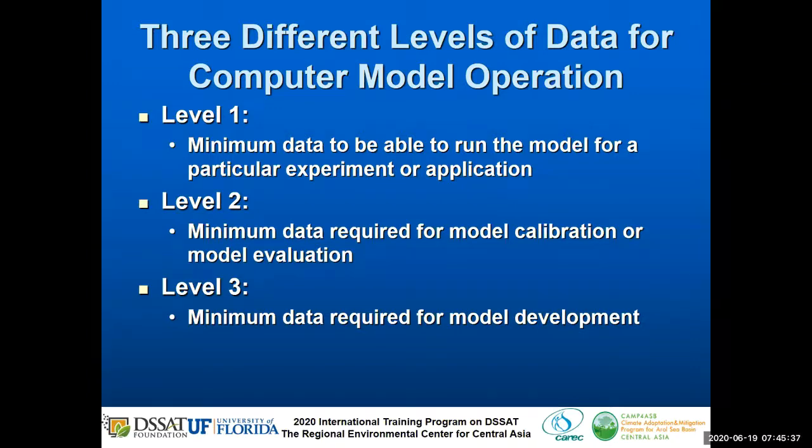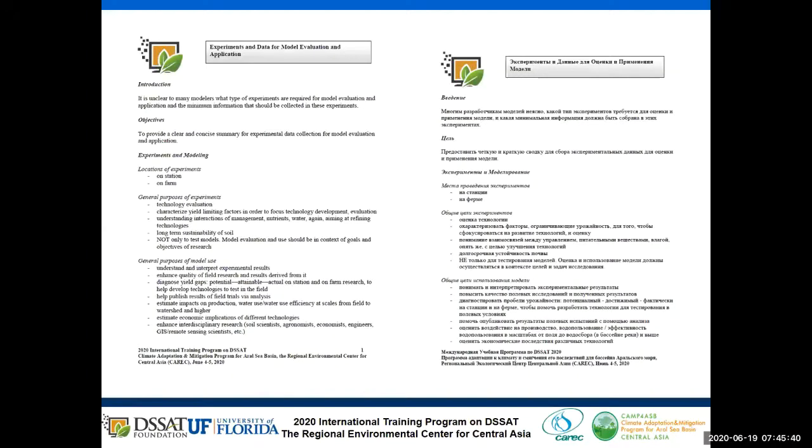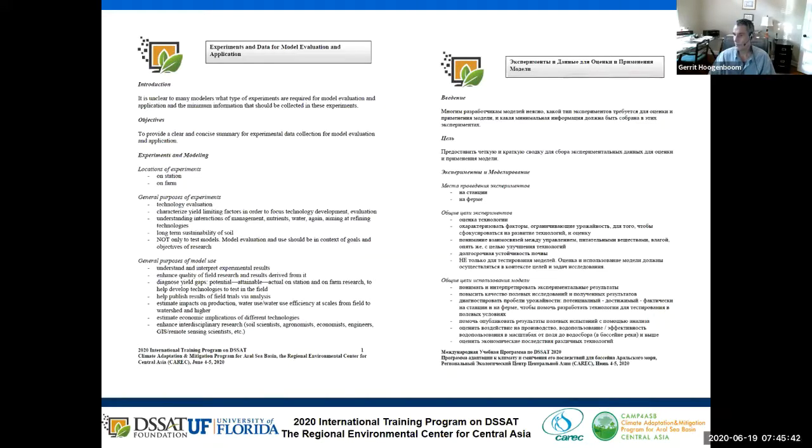And you should have received a handout as well, or you will receive it shortly, where we explain a little bit in more detail on the data collection for model evaluation and application.